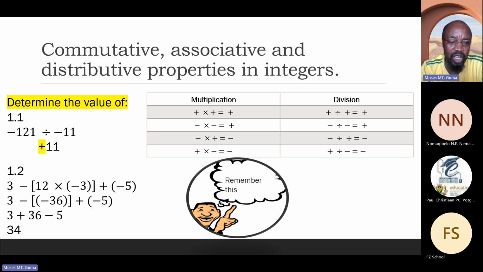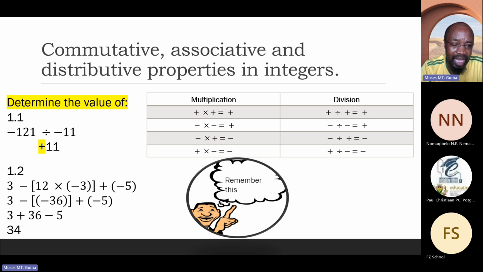3 minus 12 multiplied by -3 plus open bracket -5 close bracket. Now, we need to determine the value of this without the use of the calculator. Remember your BODMAS. Everything that is inside the bracket must get outside of the bracket so that we can play. Now, how do we do that? We do it through multiplication and division. Let's take this one outside the bracket so that we can play.